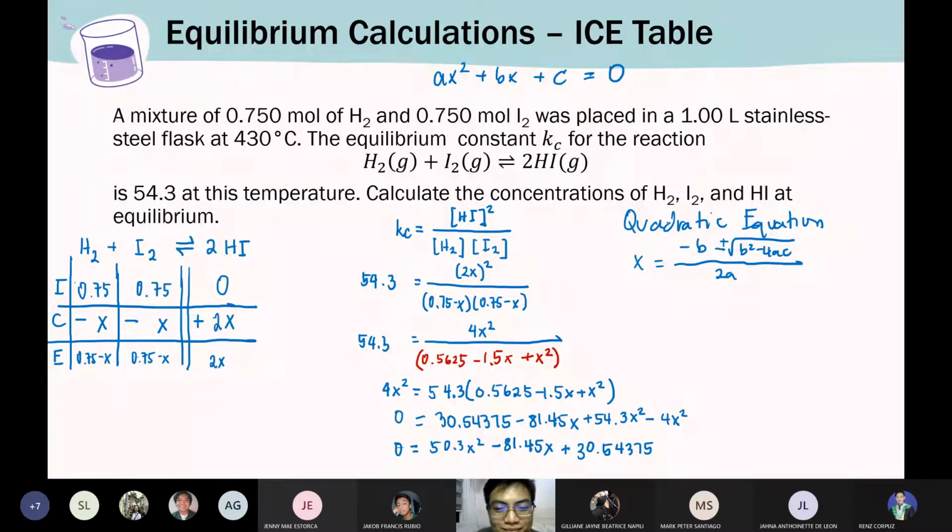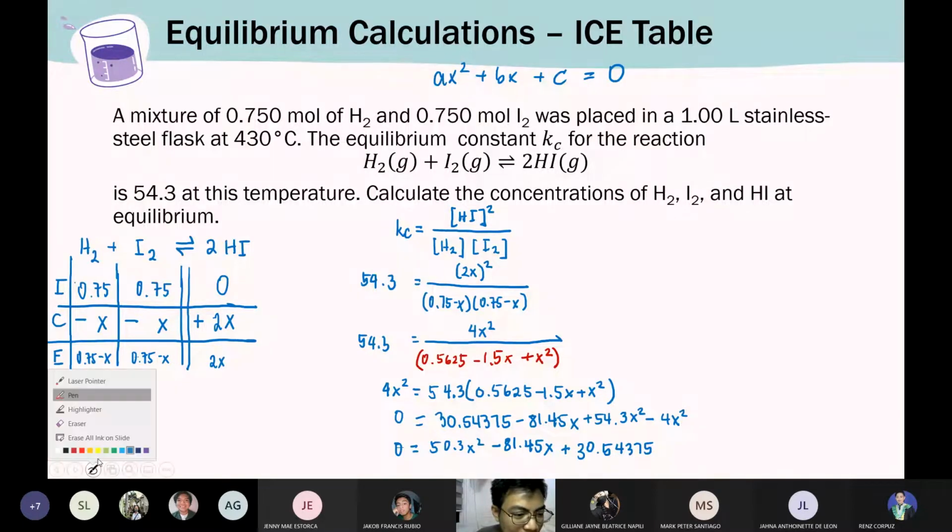So, gagawin natin yung quadratic equation using calculator. So, if you don't have any calculator yet na Casio, download na kayo ASAP para masabayan nyo ako. For those with Casio calculator, alam nyo na siguro gagawin. But let me demonstrate it for those na may questions pa rin in mind.